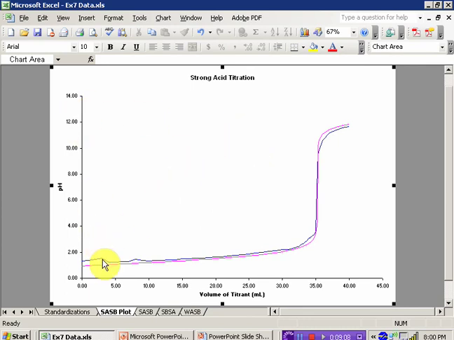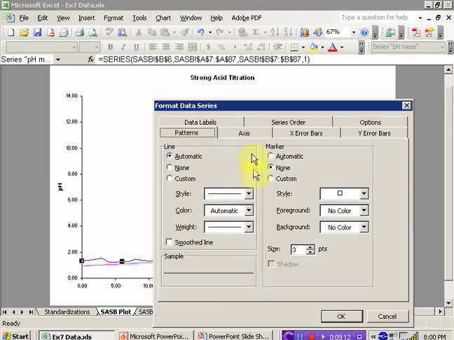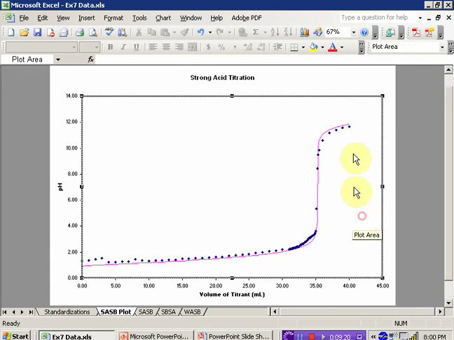I'm going to get rid of this gray. I selected it and hit delete. And I want to change this blue line. This was my data. I want to change this to be data points. So I want to have automatic markers and no line. And now those are my data points, and the pink line is my calculated fit of that titration curve.